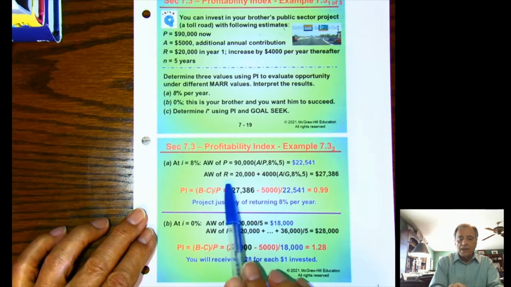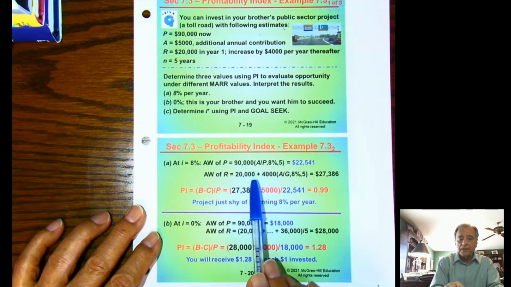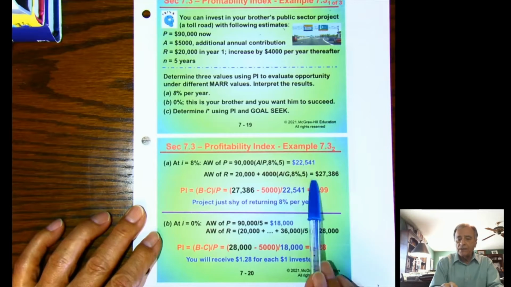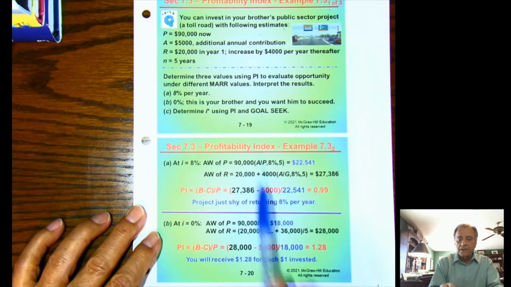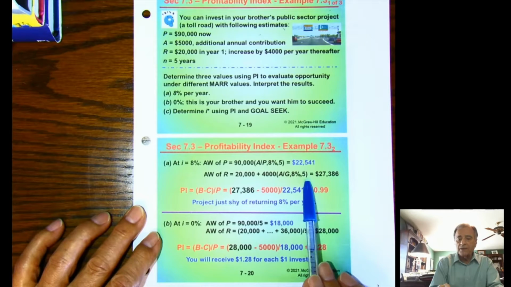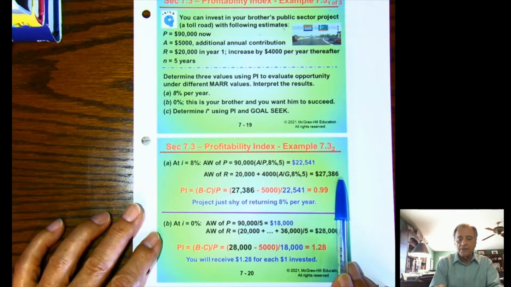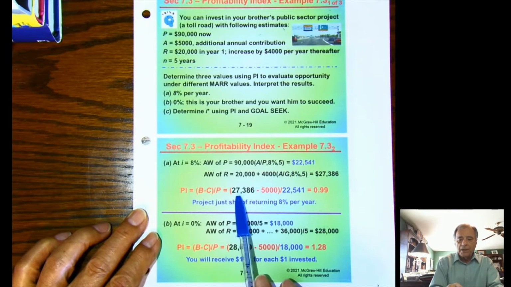The annual revenue is $20,000 the first year, and then it goes up. So it's an arithmetic gradient series. So we take the $4,000 that it increases each year times A given G, 8% for 5 years. If we do that calculation, we get $27,386.